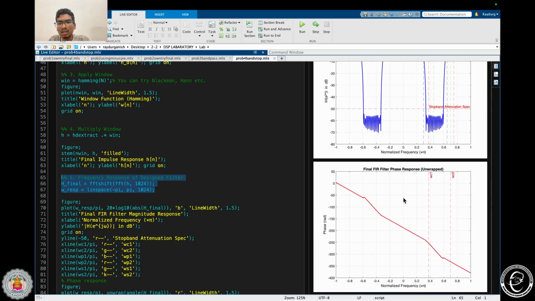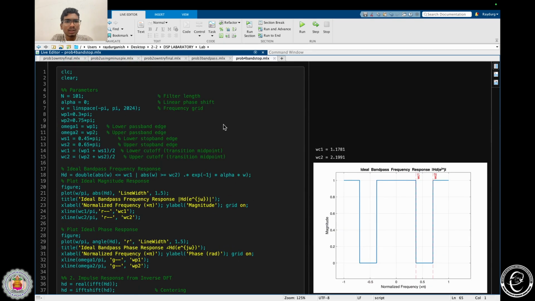So if you see the unwrapped phase, since it's a band stop filter, the frequencies where it is highly attenuated, there you can see some zigzags, and other than that you can see there is linearity. Here it is linear, and here it is linear, and again here it is linear. So this is the construction of FIR filters using the windowing method.